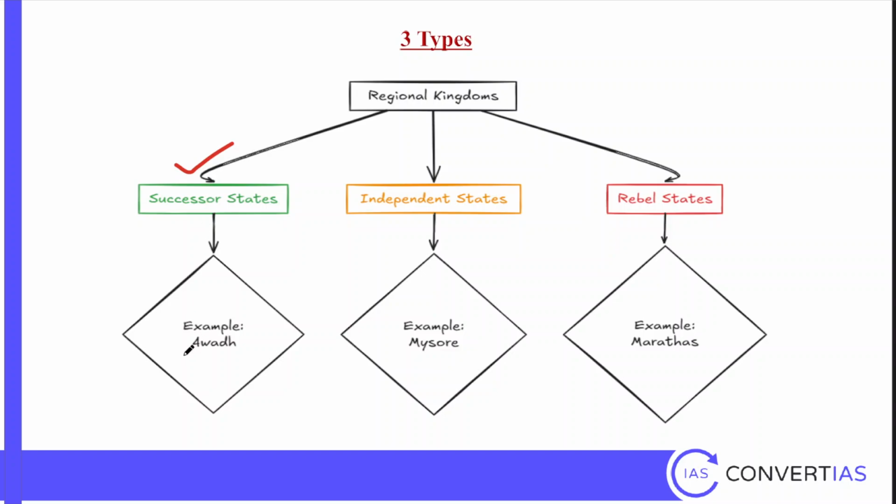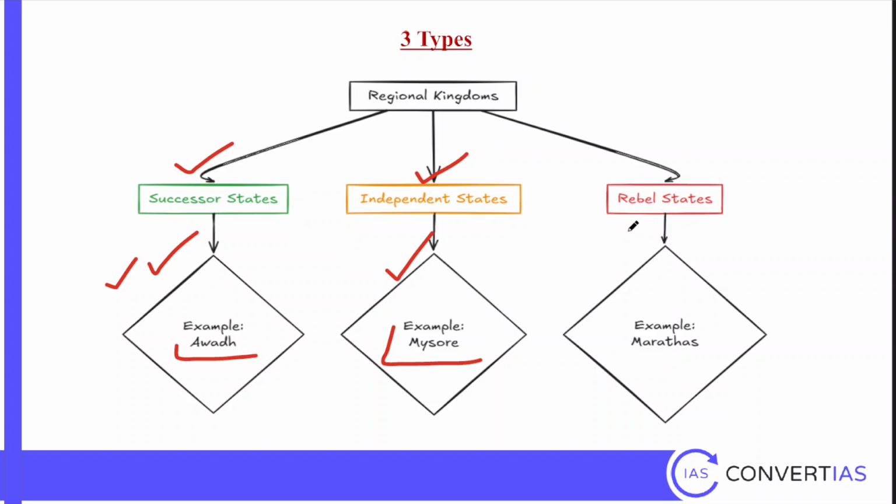For example, states like Awadh, Bengal, and Hyderabad. We have a separate video on this. You can watch that. Second is independent states, for example, states like Mysore and the Rajputs. The successor states accepted the sovereignty of the Mughals. These people didn't accept the sovereignty of the Mughals. They considered themselves independent, but they were not rebelling against the Mughal state either. So we have done a video on that as well.